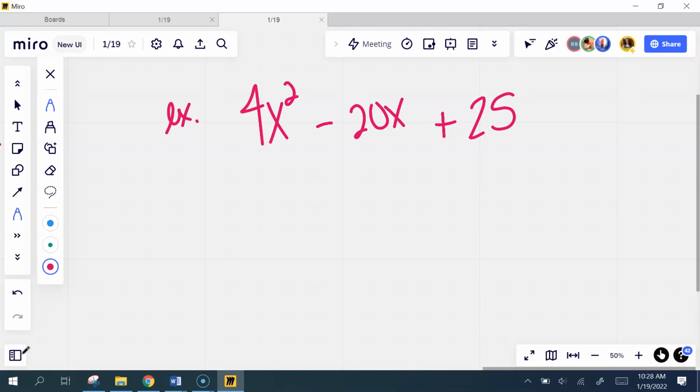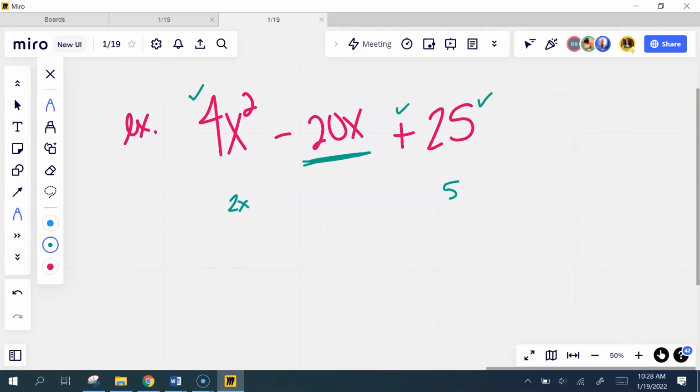Yes or no? I hear yes. Let's do our checkoffs. Ends are perfect squares. Second sign is plus. This is always where it comes into question. If you take the square roots of the ends, what's the square root of 4x squared? 2x. What's the square root of 25? If you multiply and double, do you get what's in the middle? Yes. So how would this factor?